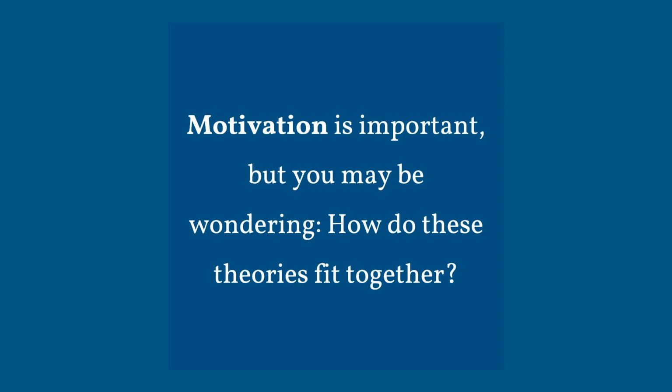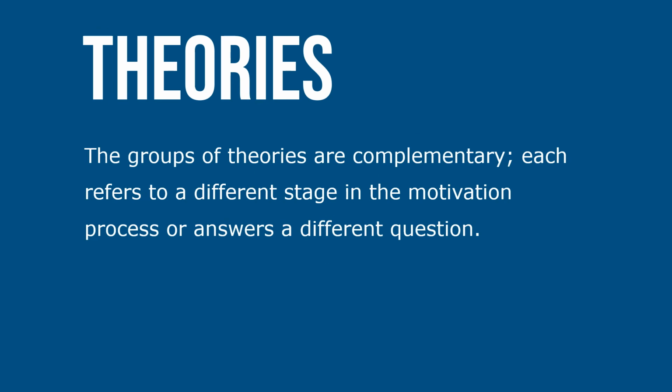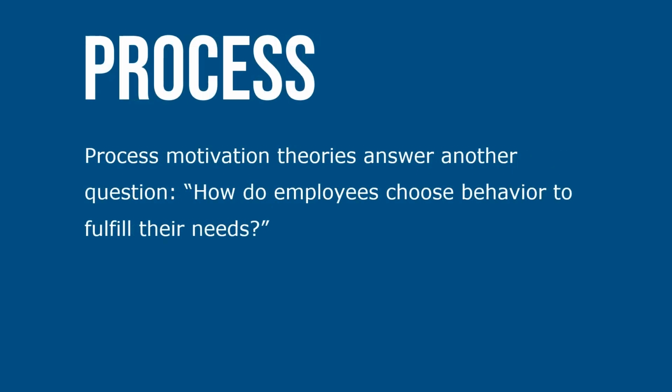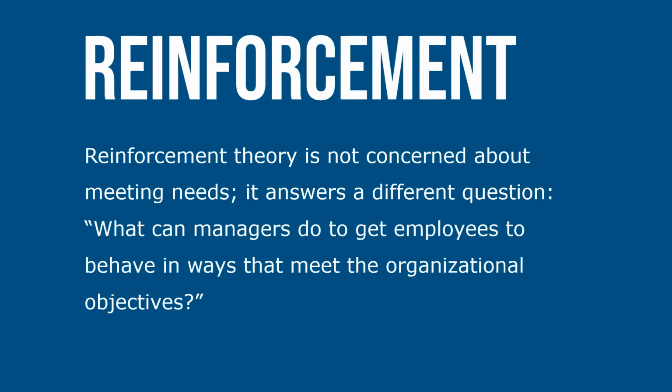Motivation is important, but you may be wondering, how do these theories fit together? The groups of theories are complementary. Each refers to a different stage in the motivation process or answers a different question. Content motivation theories answer this question: what needs do employees have that should be met on the job? Process motivation theories answer another question: how do employees choose behavior to fulfill their needs? Reinforcement theory is not concerned about meeting needs. It answers a different question: what can managers do to get employees to behave in ways that meet organizational objectives?